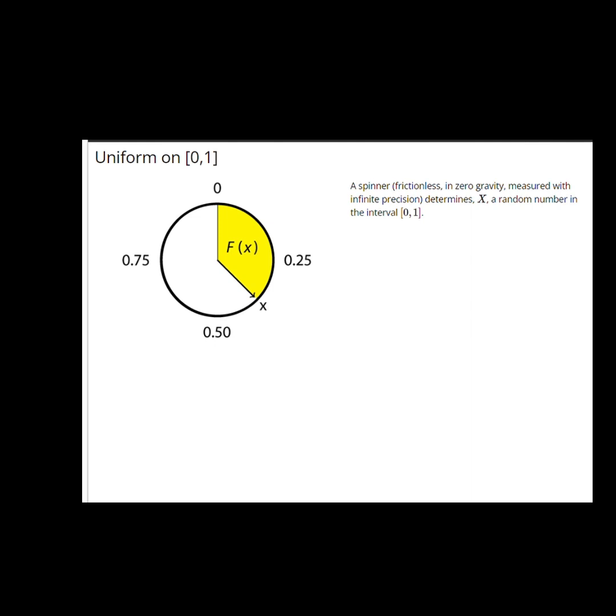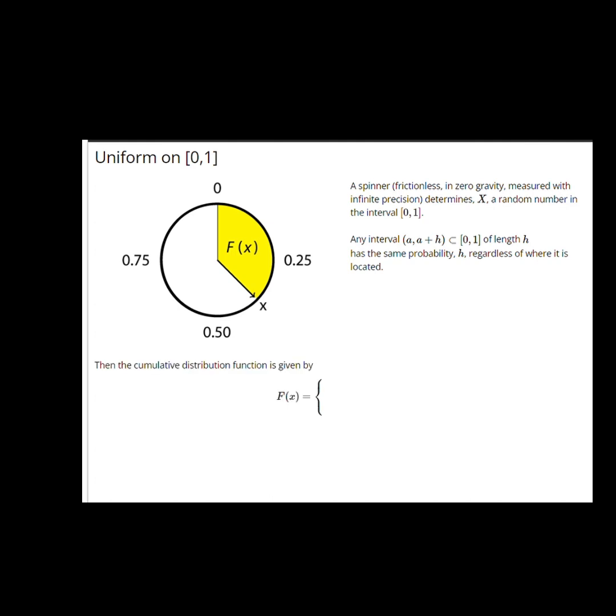We chose a zero-gravity environment so that any interval between a and a plus h of length h would have the same probability regardless of where it's located, regardless of the value of a. In other words, the probability of an interval depends only on the width of the interval, not on its location.